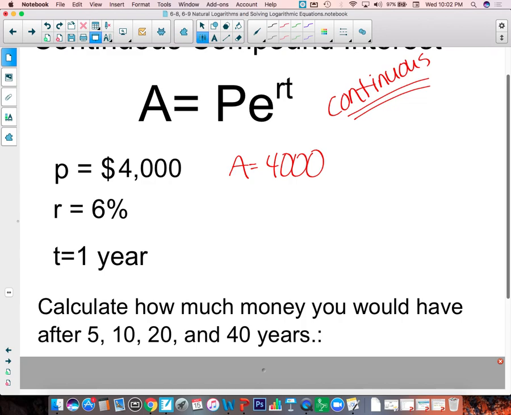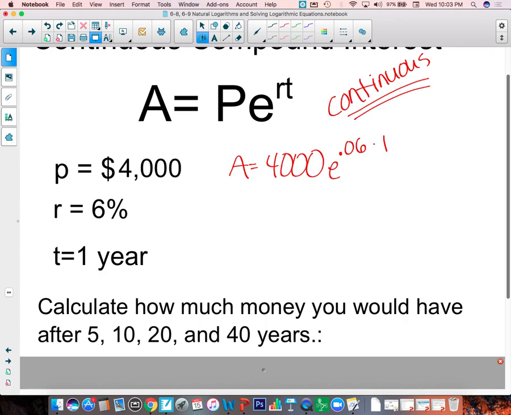If you see something that says continuous compound interest, before, when we used that other formula with compound interest, it was just like quarterly, monthly, yearly. This doesn't say that, it just says continuous. So whenever you see continuous, that means it's going to be E. It's PERT. Continuous is PERT. All right, so 4,000 E. My R is 6, so I know that I have to do 0.06. And then my time is 1. We're just starting out for 1 year.